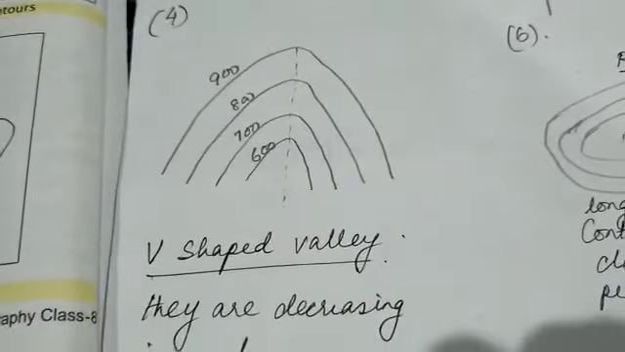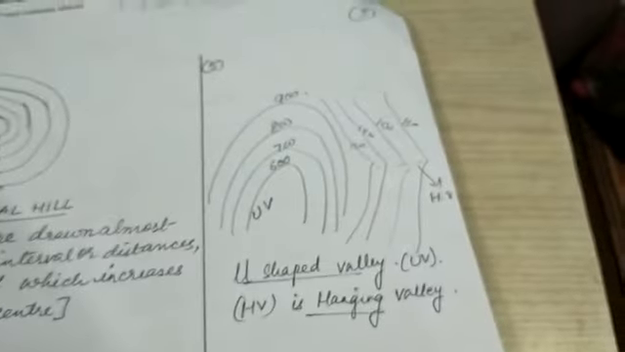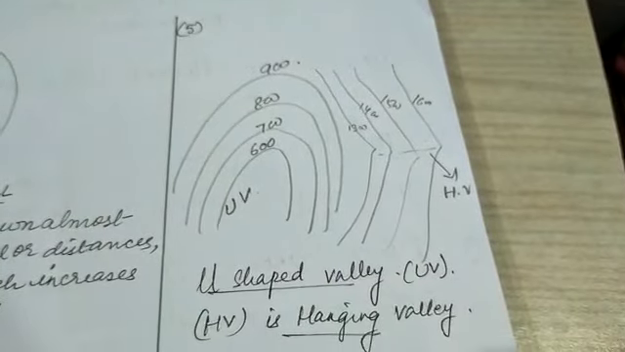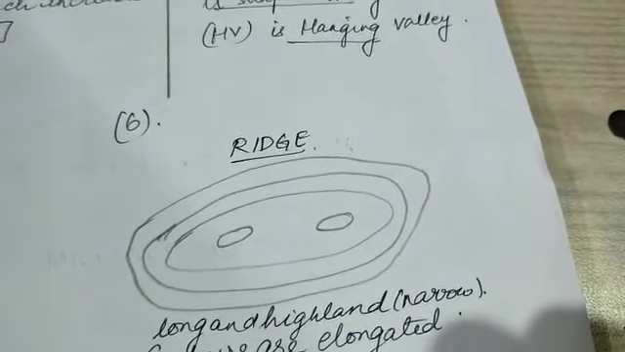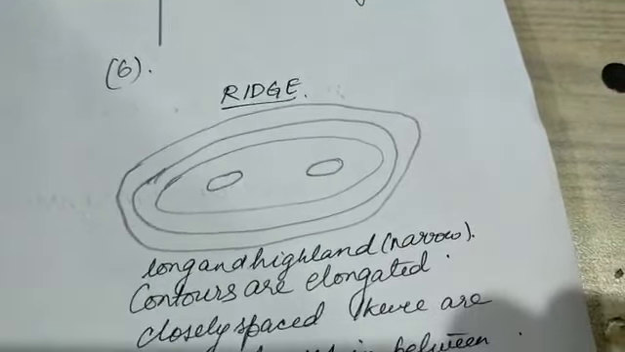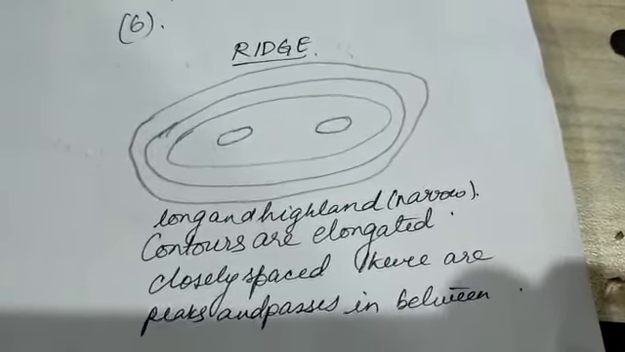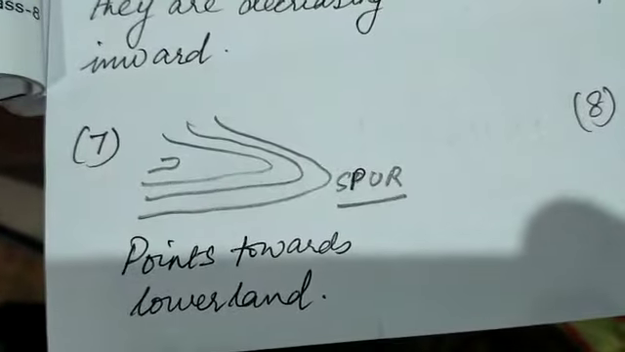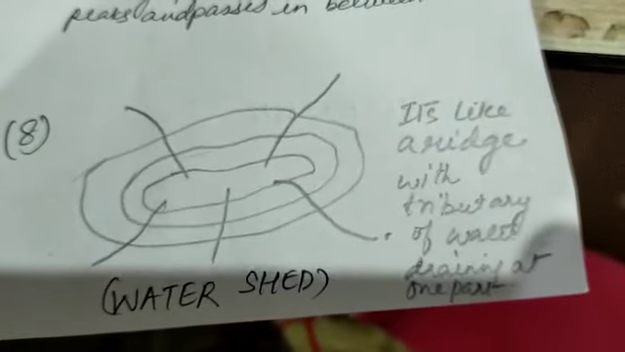The fourth one is the V-shaped valley. The value will be decreasing inward. Then we have the U-shaped valley. You can see the U-shaped and the hanging valley. We have a ridge. Ridge represents nothing but a chain of mountains. Long and high land, narrow contours are elongated, closely spaced, and there are peaks and passes in between the chain of mountains. Then we have spurs. These are the spurs which are pointing towards the lower land. And then we have the watershed. It's like a ridge with tributaries draining to one point.